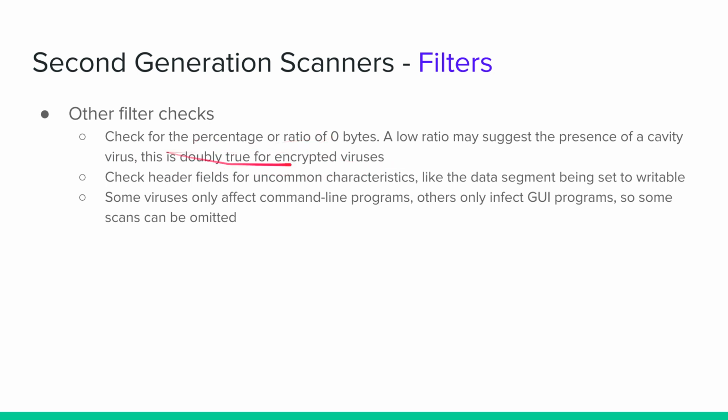One of the interesting things about encrypted code is that you're often going to get long, weird strings of binary that probably don't have a lot of zeros in them. So in addition to indicating the presence of malware, it might also indicate the presence of encrypted data.